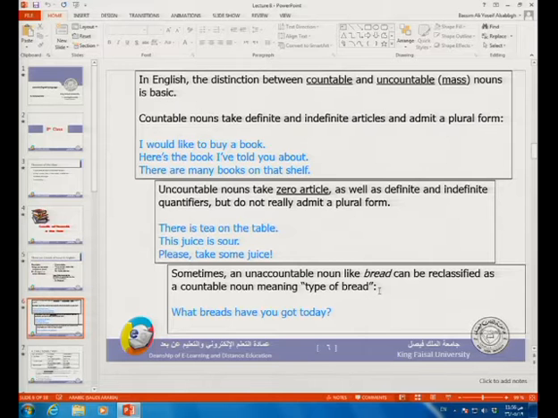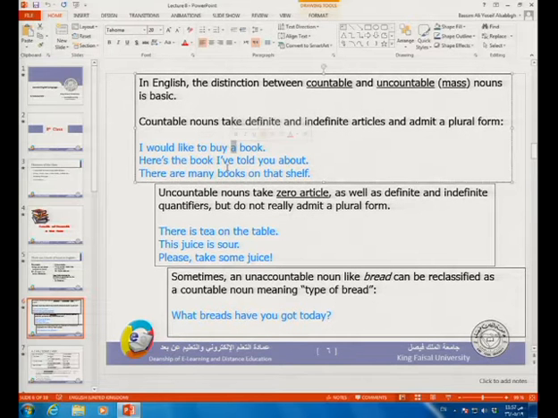In English, the distinction between countable and uncountable nouns is basic. Uncountable nouns refer to mass nouns, all right? Countable nouns take definite and indefinite articles and admit a plural form, as we said before. A countable noun can be in the singular or in the plural form, and as such, it can take the definite article the and the indefinite articles a and an. So, for example, I can say, I'd like to buy a book. See here, a book.